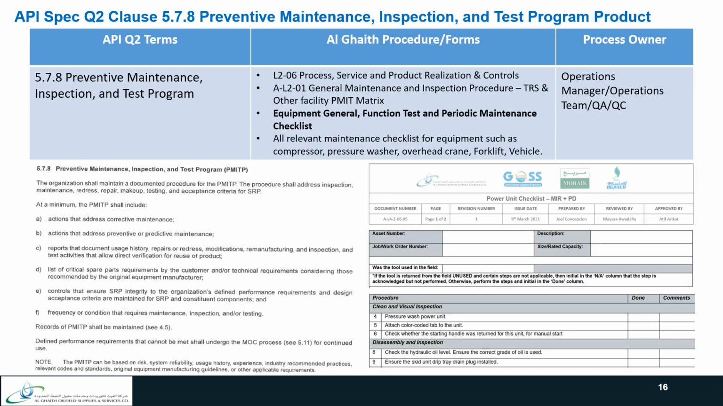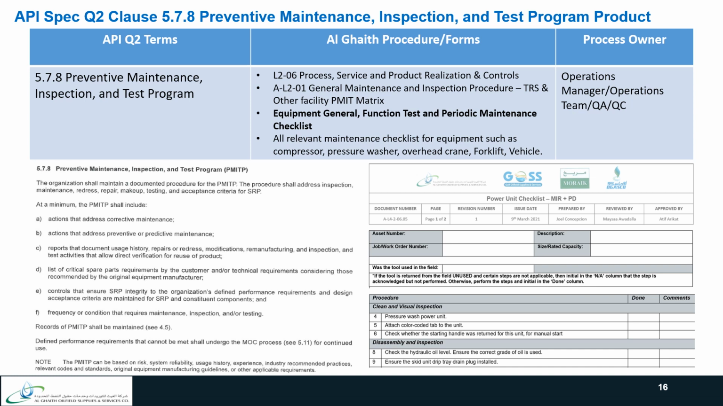A very important clause of API Q2 is preventive maintenance, inspection, and test program, PMITP. The organization shall maintain a documented procedure for the PMITP. The procedure shall address inspection, maintenance, redress, repair, makeup, testing and acceptance criteria for SRP. As a minimum, the PMITP shall include A. Actions which address corrective maintenance.